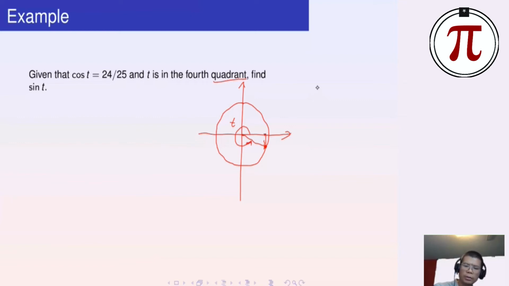Okay. Now, what is here is what? You may just write cosine t, sine t, right? So this is going to be cosine of t, sine of t. So can you find out what is sine t, please? Go ahead and see if you can find this.